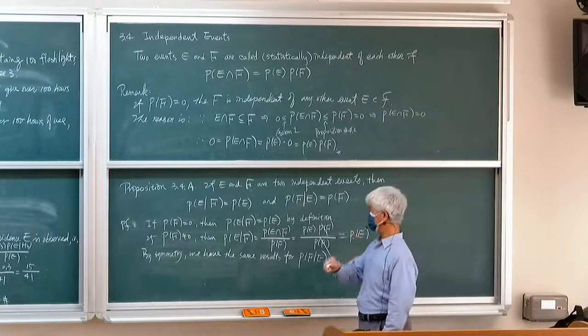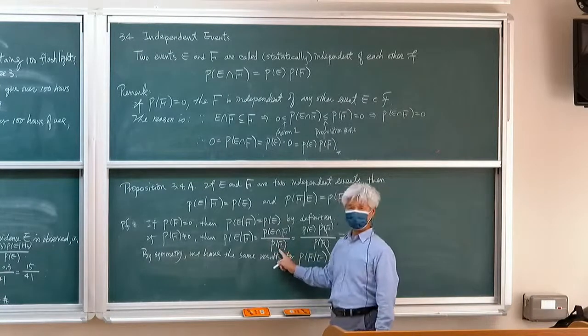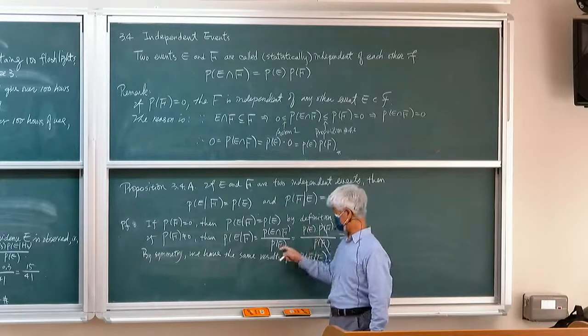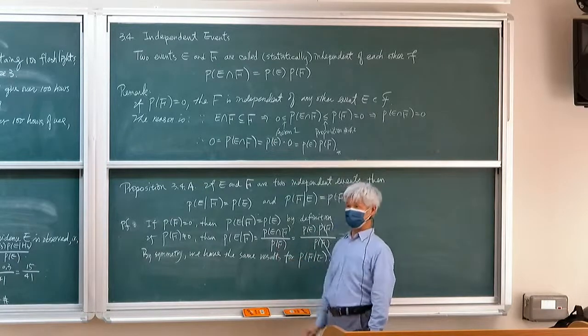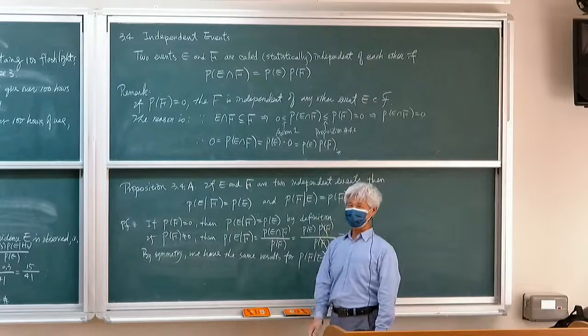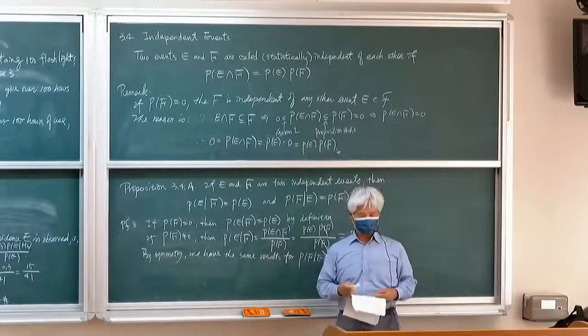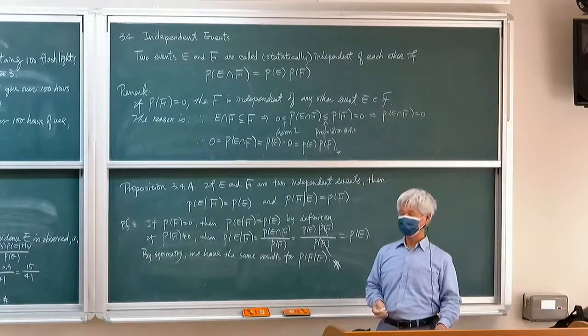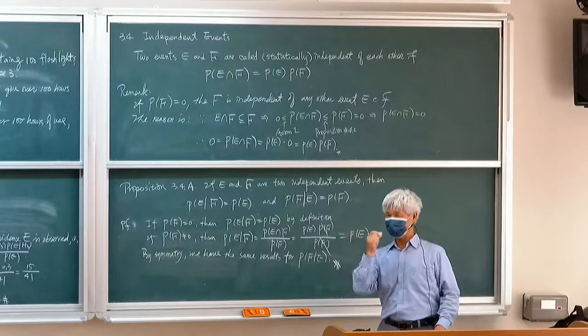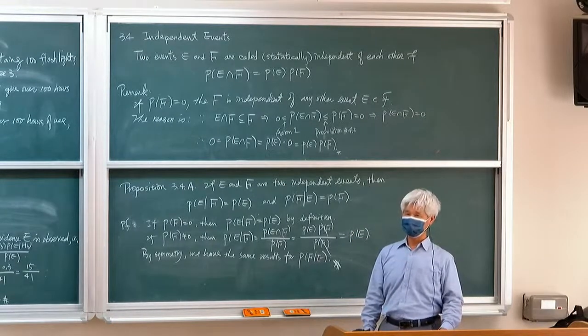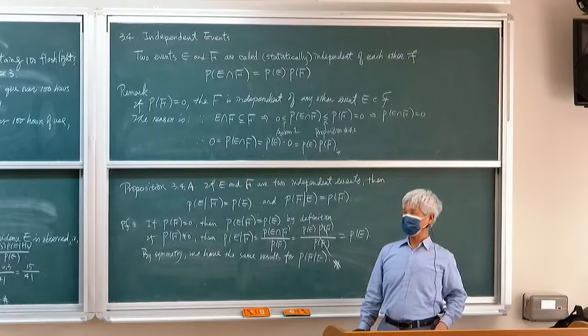You should always remember that when you want to put something in the denominator, you have to make sure that this denominator is not 0. Otherwise you will commit a simple logical error that you should have learned in primary school, right?